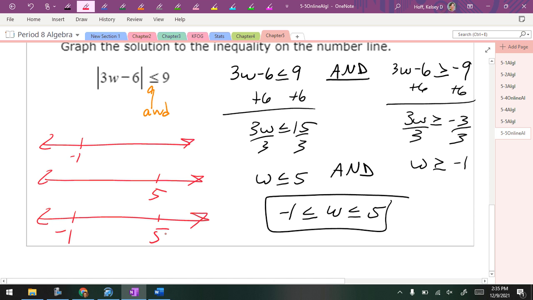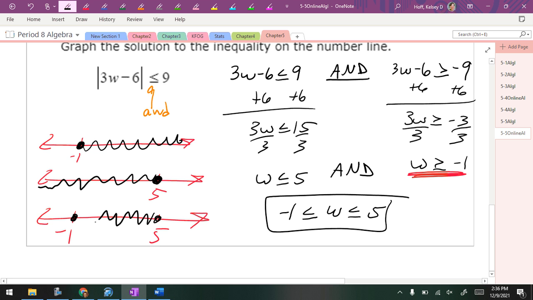So if I worry just about my negative 1 here, open or closed circle? Closed circle. Do I shade to the right or the left? To the right. Okay. 5, open or closed? Closed. Shade to the left or the right? Is that what we anticipated? Yes. So closed circles, and they overlap in the middle.